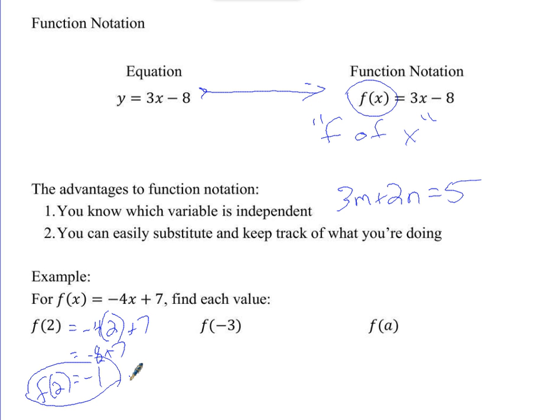Now the nice thing is, if I had just y equals negative 4x plus 7, and I said find out what the function's value is at 2 and negative 3 and something else, you would wind up with y equals negative 1 here, and then you'd have to say something about that. When x is 2, y is negative 1. That's how your answer would have to look. Instead of something neat and clean like this, f of 2 equals negative 1. We're actually making your life simpler by using this notation. So go ahead and try f of negative 3, same way. And what do we get? Like, what do I write first?